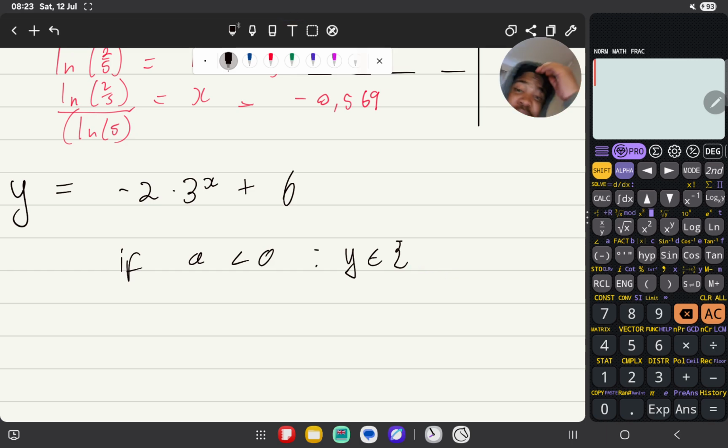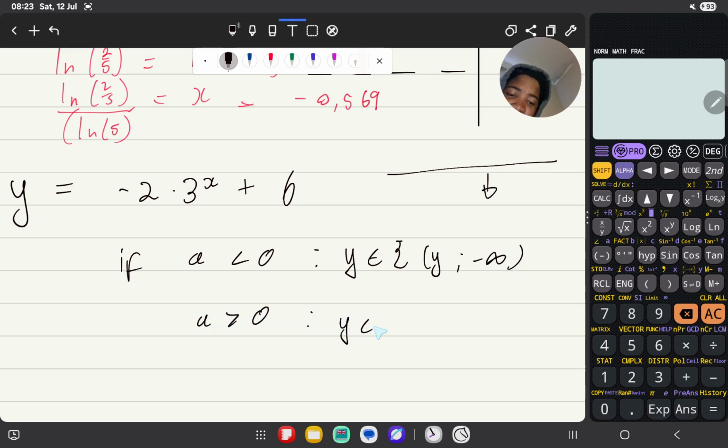What is y going to be? Because if a is negative, then your graph is below the asymptote. So your graph is going to be from the asymptote to negative infinity, right? And if a is greater than 0, then y is going to be from y to positive infinity.